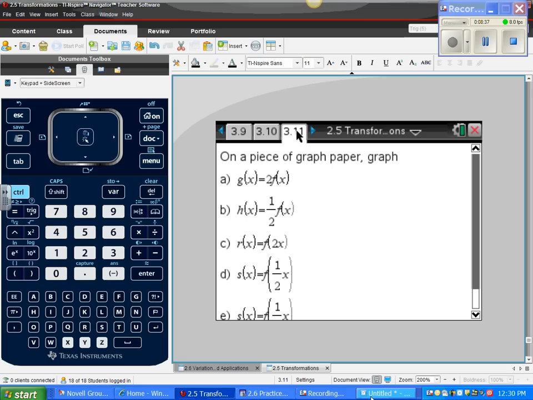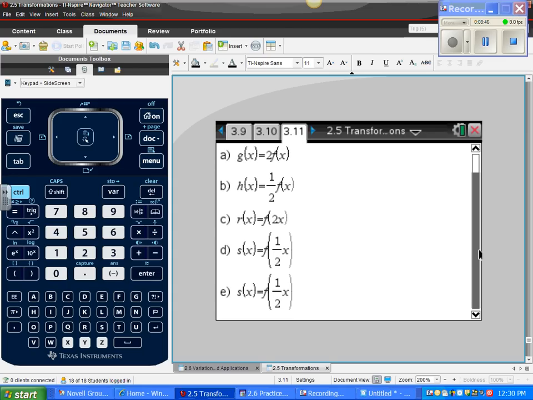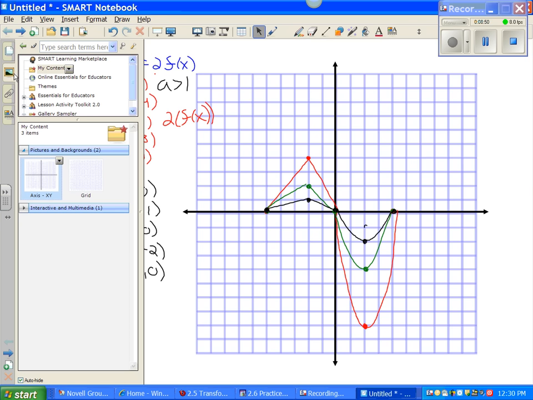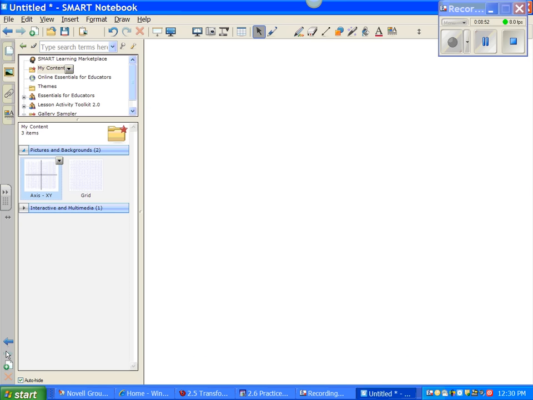So the next one, f of 2x. And now this one's a little bit different, right? We're not multiplying the entire function. We're multiplying the value of x itself. Okay. So let's take a peek at what that's going to look like.